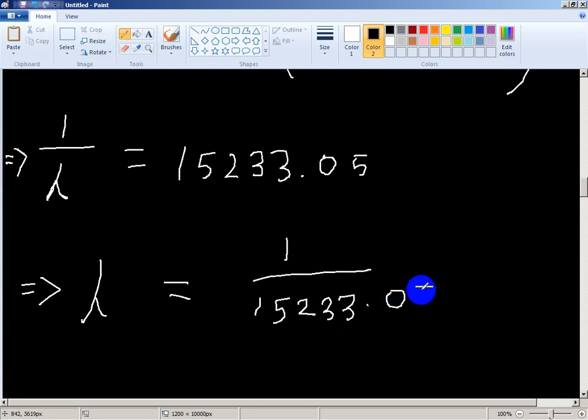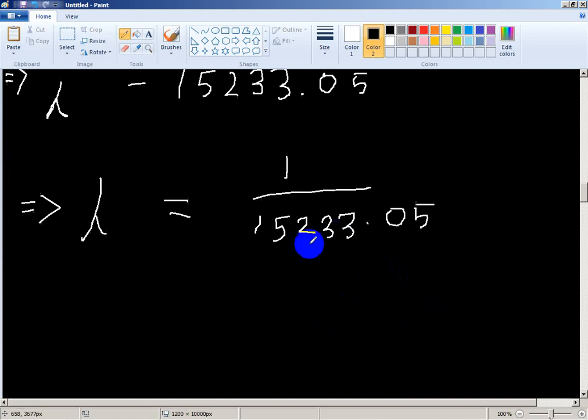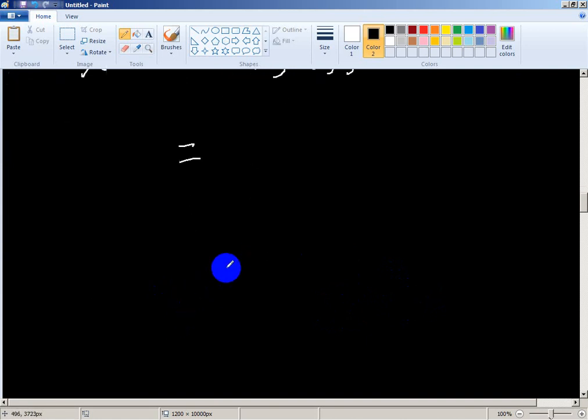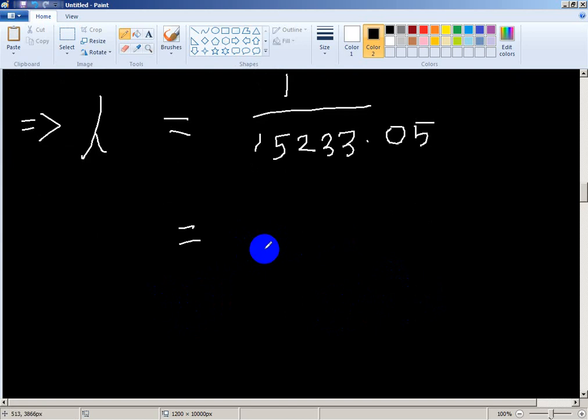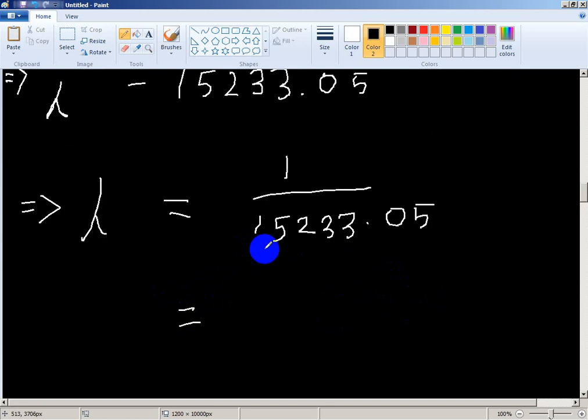Okay, divide these things. What result comes? 1 divided by the answer gives 6.56 times 10 to the power minus 5.